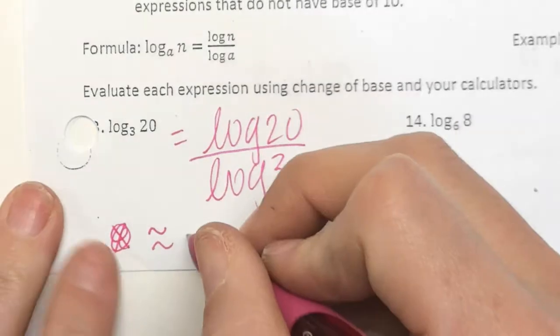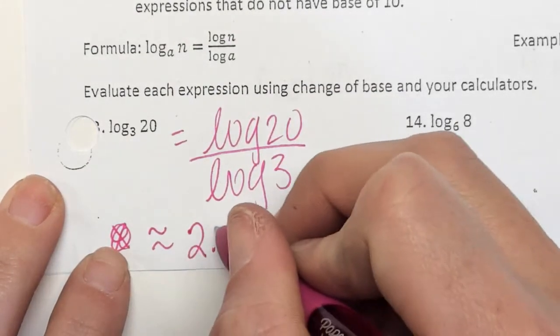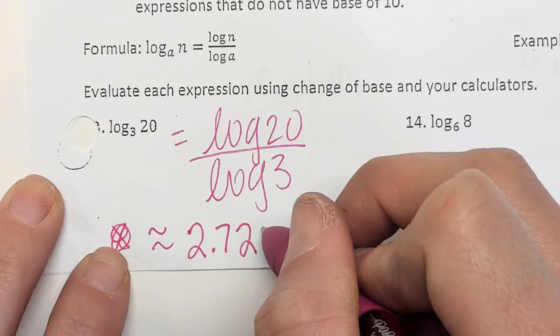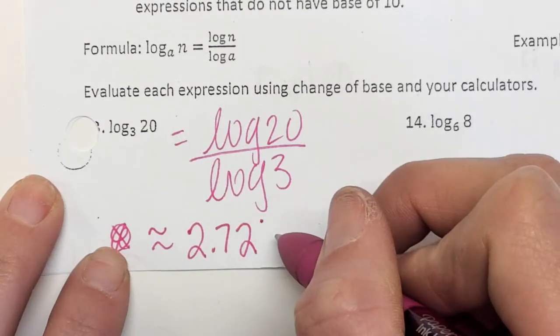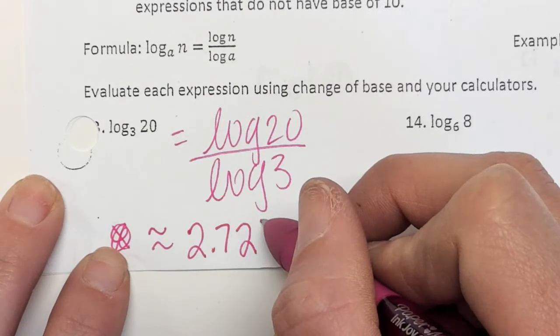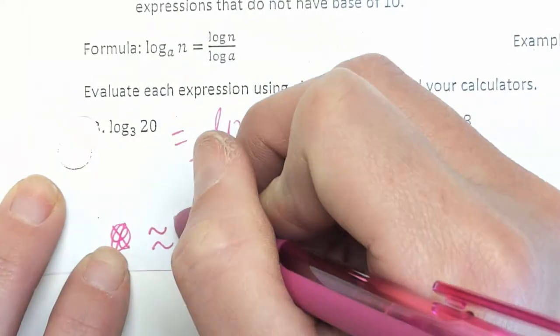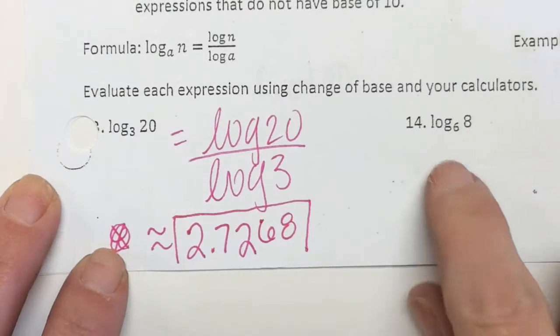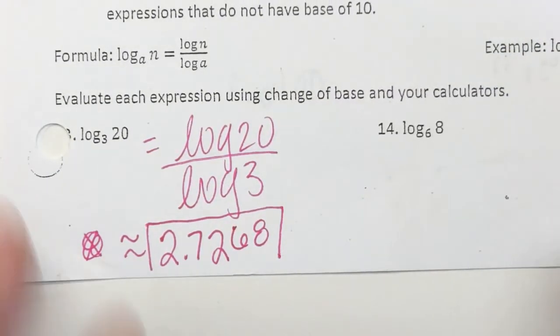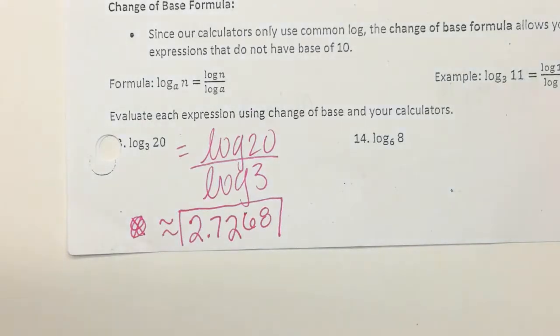Abigail, what'd you get? 2.7270. I mean, no, sorry. 2.7268. Very good. Did everybody get this? Okay, now people with TI-83, go ahead and do these two the same way, 14 and 15. TI-84s, look up here for a second. Do you have a TI-84?